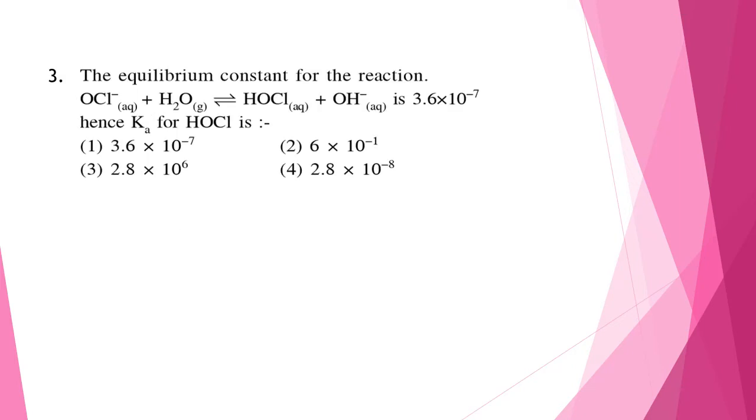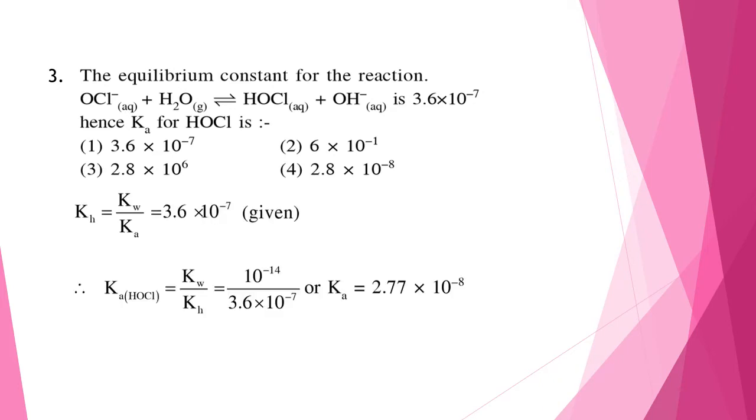Question 3. The equilibrium constant for the reaction OCl negative plus H2O gives HOCl plus OH negative is 3.6 into 10 to the power minus 7. Hence, Ka for HOCl is, now we know Kh is equal to Kw by Ka, and Kh is given 3.6 into 10 to the power minus 7. We also know the value of Kw, it is 10 to the power minus 14. Hence, we can find Ka, and when we solve, it becomes 2.77 into 10 to the power minus 8, which is also approximately equal to 2.8 into 10 to the power minus 8. So the correct answer is option 4.